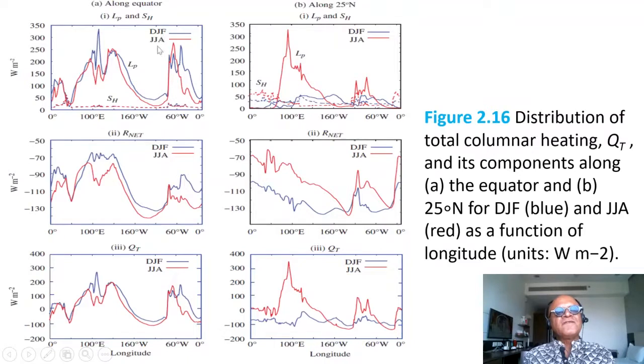And you can see that the solstitial heating in the warm pool region remains fairly constant, whereas over the Indian monsoon zone, the Indian Ocean region, it shows a strong seasonality.